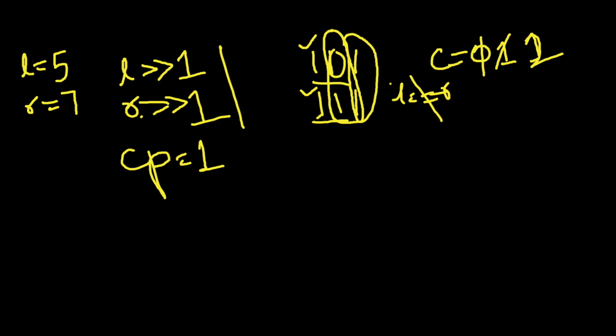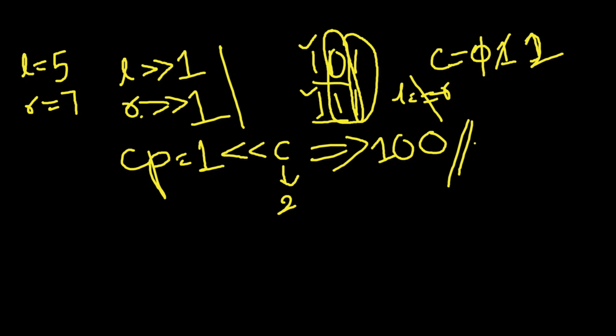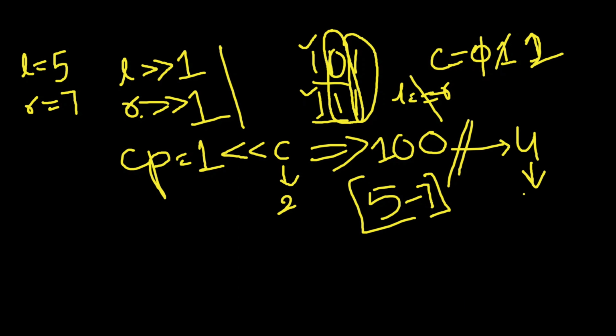Now we do a left shift by the counter value. The count is 2, so we do the left shift 2 times and the answer will be 100, which is our AND operation between 5 to 7 inclusively. It's 4, which is returned as the answer.